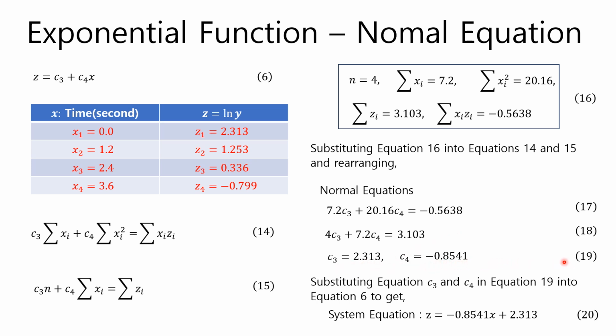Continuing, by substituting C3 and C4 of equation 19 into equation 6 and rearranging, we can obtain the result of equation 20. Since the system function equation 20 is the result of taking the natural logarithm of the original system function, the coefficients C3 and C4 shown in equation 19 must be converted to the original coefficients C1 and C2 through a mathematical calculation process.